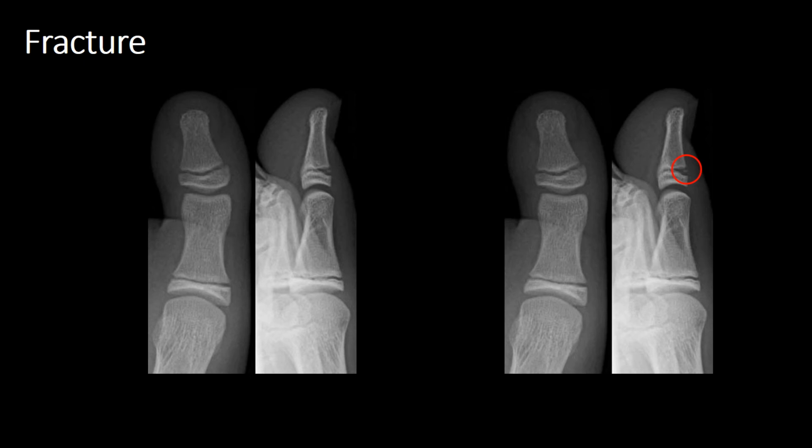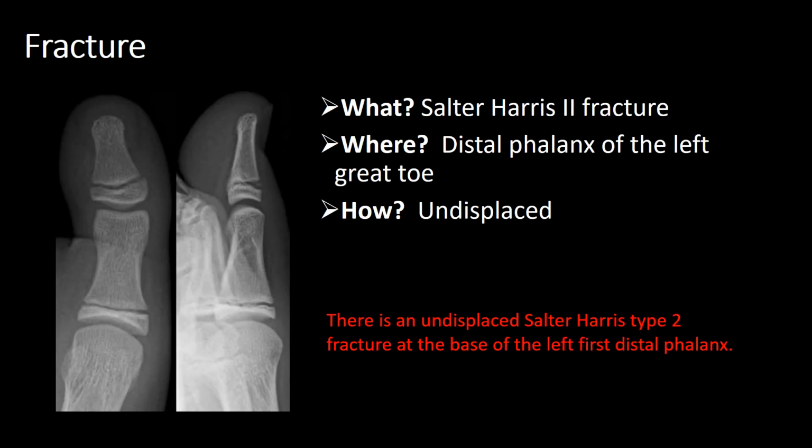So the most common Salter-Harris injury that we have is a Salter-Harris 2, and this is a fracture through the metaphysis that extends to the physis. So this is classically your Salter-Harris 2 injury. If you look carefully, you can't actually appreciate it at all on your DP view, and hence the importance of always having at least 2 views. So what is it? It's a Salter-Harris 2 fracture of the distal phalanx of the left great toe, and it's undisplaced.